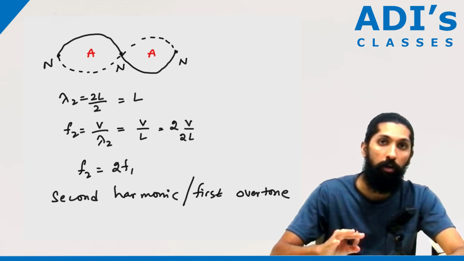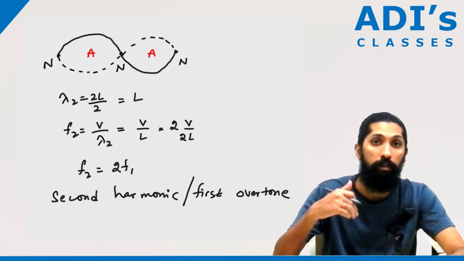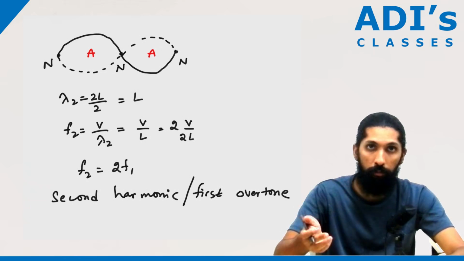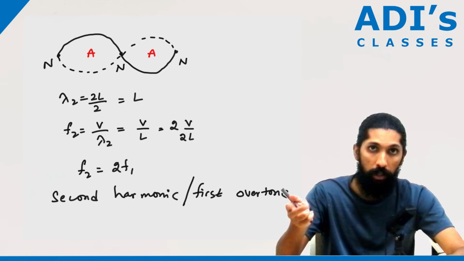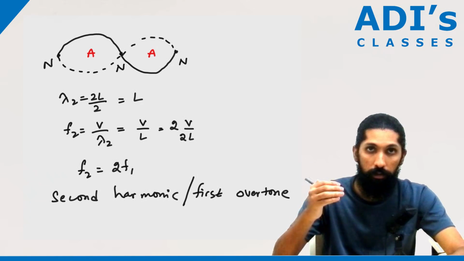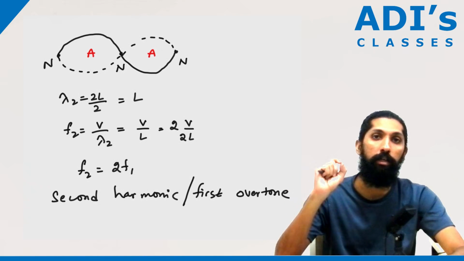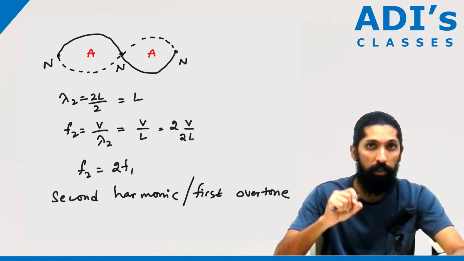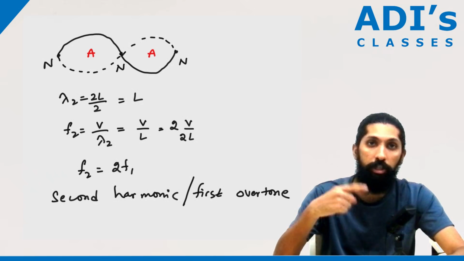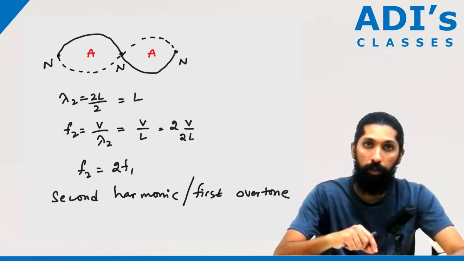Same way, the third harmonic is going to be 3 times F1, correct? And the third harmonic is the second overtone. Likewise, for each and every string where the 2 ends are fixed and plucked, you can calculate what is the fundamental frequency. From there, you can calculate each individual frequency and the next overtone, whatever we are going to get.